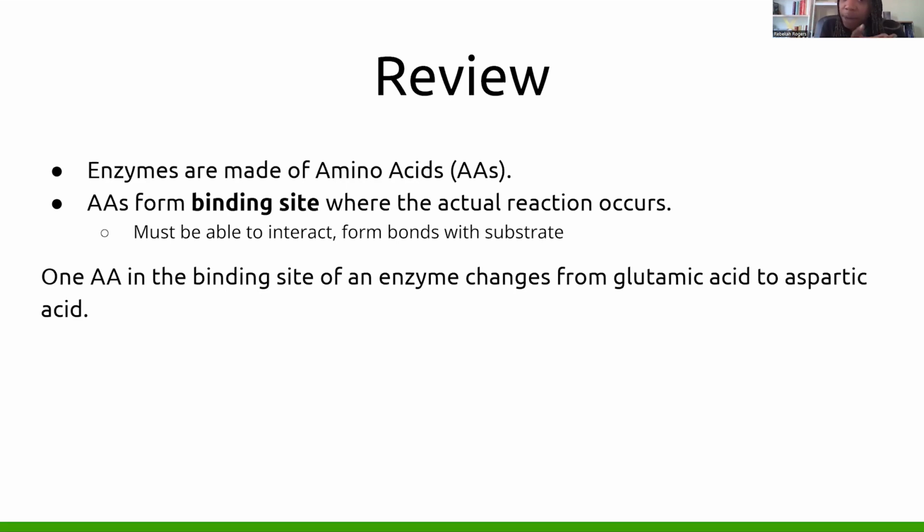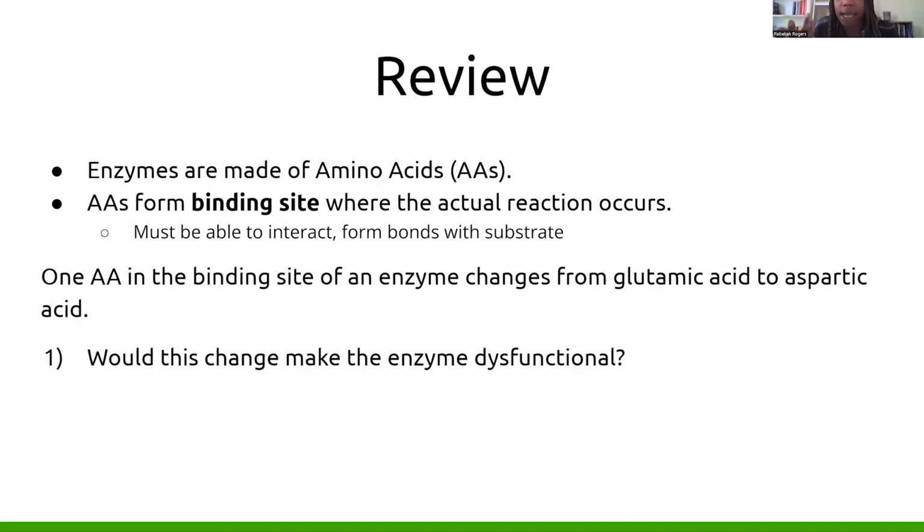If we've got one amino acid that's in the binding site and it changes from glutamic acid to aspartic acid, would this make the enzyme dysfunctional? No, this would not make the enzyme dysfunctional, because we're going from one amino acid that is acidic to another acidic amino acid. And as acid to acid, they're still going to be able to bind with whatever the substrate is, because those are still both acids.